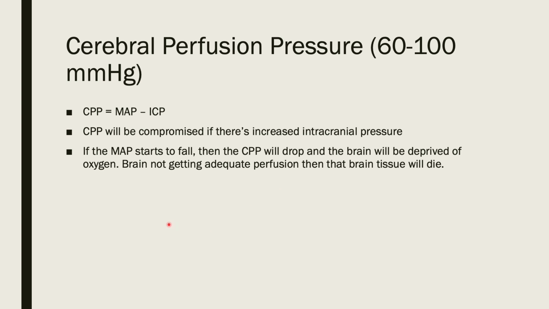All right? So CPP will be compromised if there's increased intracranial pressure. If the MAP starts to fall, anything under 65 starts dropping, then the CPP will drop and the brain will be deprived of oxygen. And the brain not getting adequate perfusion will cause that brain tissue to die. So just keep in mind that for adequate perfusion, that MAP needs to be over 65. And normal ICP needs to be between 5 and 15. And any ICP over 20 requires immediate intervention, all right? And the body itself will try to compensate for that in the meantime.